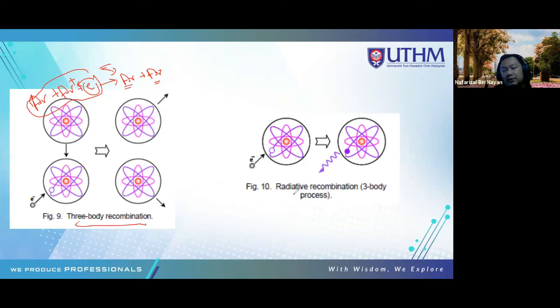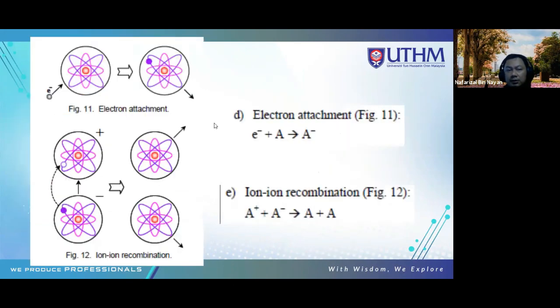You can also have a recombination through the radiative process. You have the argon ion plus the electron, and then you get neutral argon, and you emit the balance of energy in terms of a photon here. Okay, this is the last, I think.